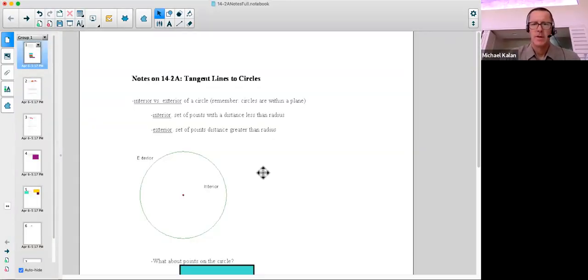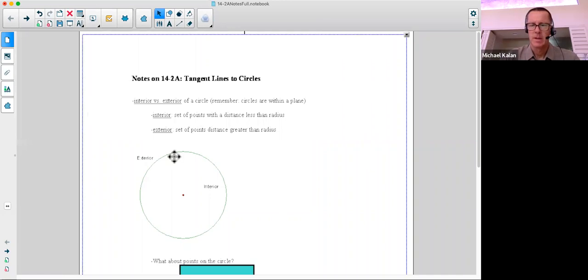All right, so here we have it. Tangent lines to circles. First thing, obviously, we've talked about this before. We've talked about what a circle is. We've talked about what the circular region is, right? It's the circle and its interior. So let's just review that again.